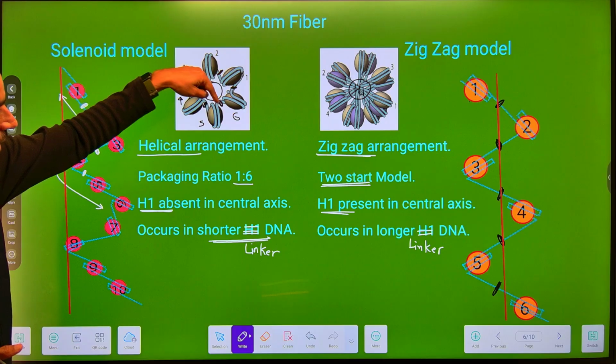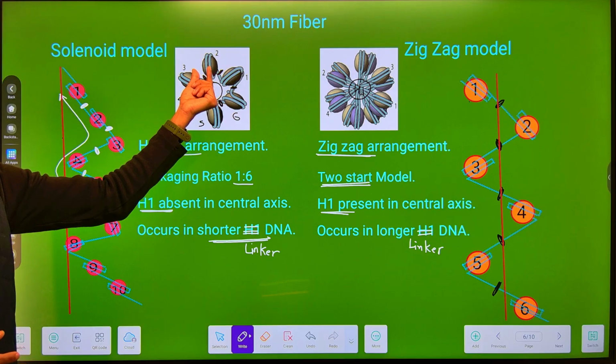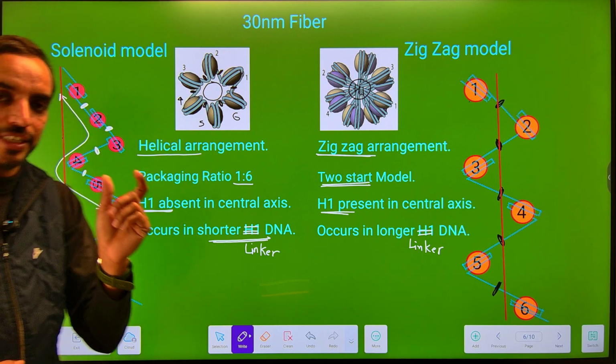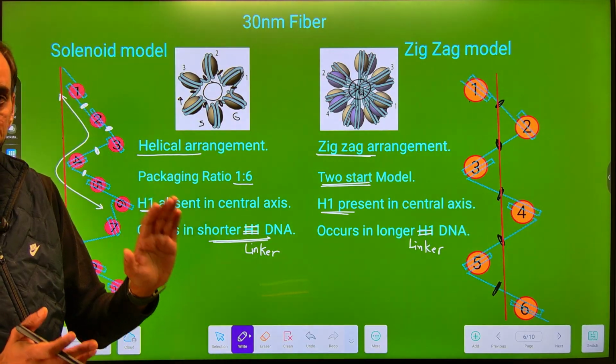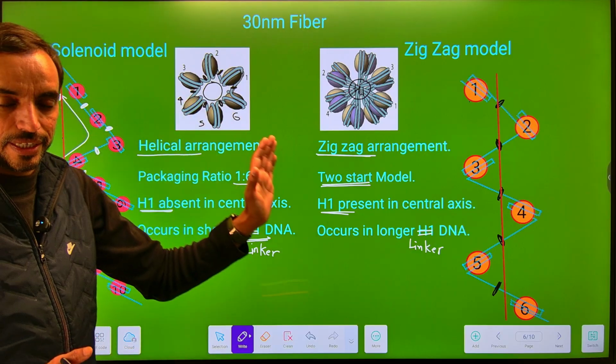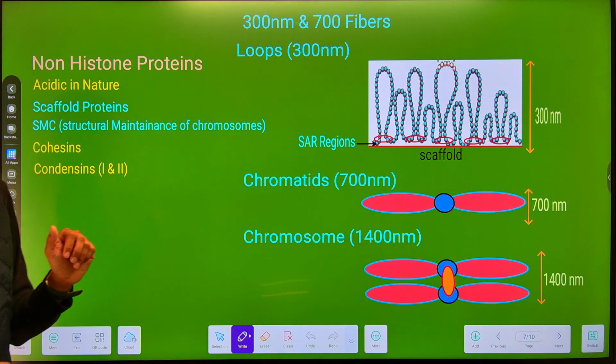क्योंकि यहाँ पे अपन देख सकते हैं कि एक जो आपका न्यूक्लियोसोम है दूसरे न्यूक्लियोसोम के बहुत पास में प्रेजेंट रहता है, और जो लिंकर डीएनए का साइज है वो छोटा होता है. So we can say this is the comparison of two types of 30 nm fiber, which are the solenoid and the zigzag model. नेक्स्ट अपन बात करें 300 nm लूप्स के बारे में.